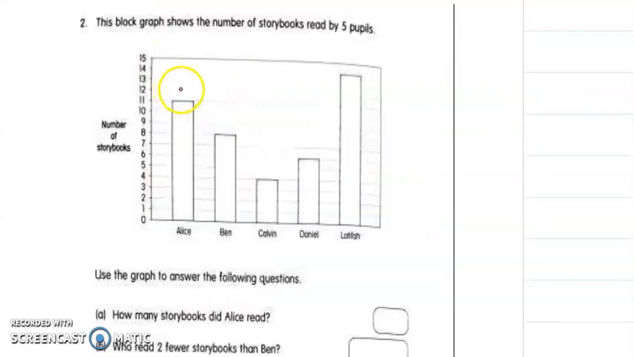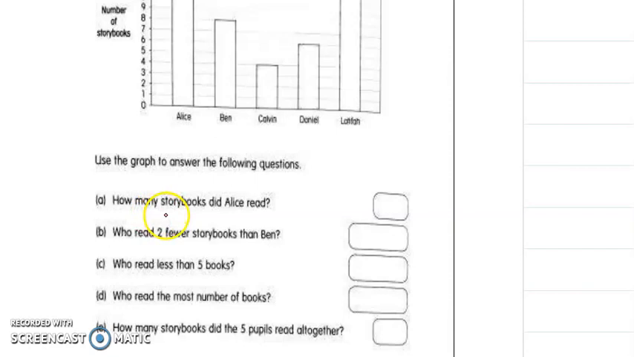Here we have our activity book page 114. This block graph shows the number of storybooks read by 5 people: Alice, Ben, Calvin, Daniel, and the last student. Now we have to use the graph to answer the questions. The first question is: how many storybooks did Alice read? If we look, Alice read 11 stories. You can see here it is 11. So 11 were read by Alice.